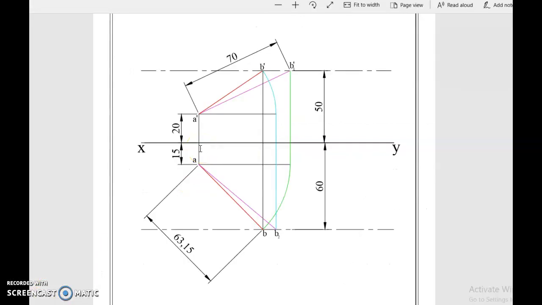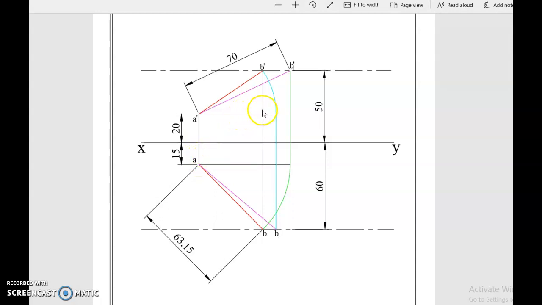Here, address of both endpoints are given and then also the true length. So first we have to draw the XY line. So we can very well locate the projections of endpoints. That is, end A is 20 mm above HP, so A dash should be 20 mm above XY line, and it is 15 mm in front of VP, so top view A will be 15 mm below XY line.